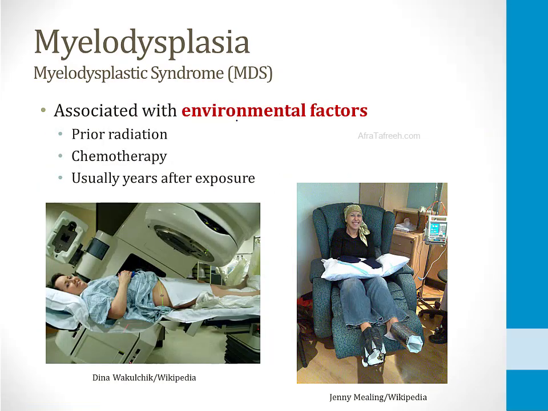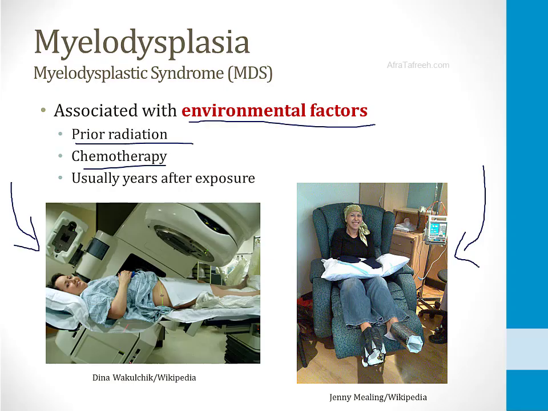Myelodysplasia can be a primary disorder, but you should be aware that it's often secondary to environmental factors, especially prior radiation or chemotherapy. So for example, if a patient has a cancer treated with radiation therapy, like this woman in this picture here, or if someone has a cancer treated with chemotherapy, like this woman in this picture here, what can happen is years after exposure to the radiation or chemotherapy, they can develop a myelodysplastic syndrome. And that concludes our module on acute leukemias.